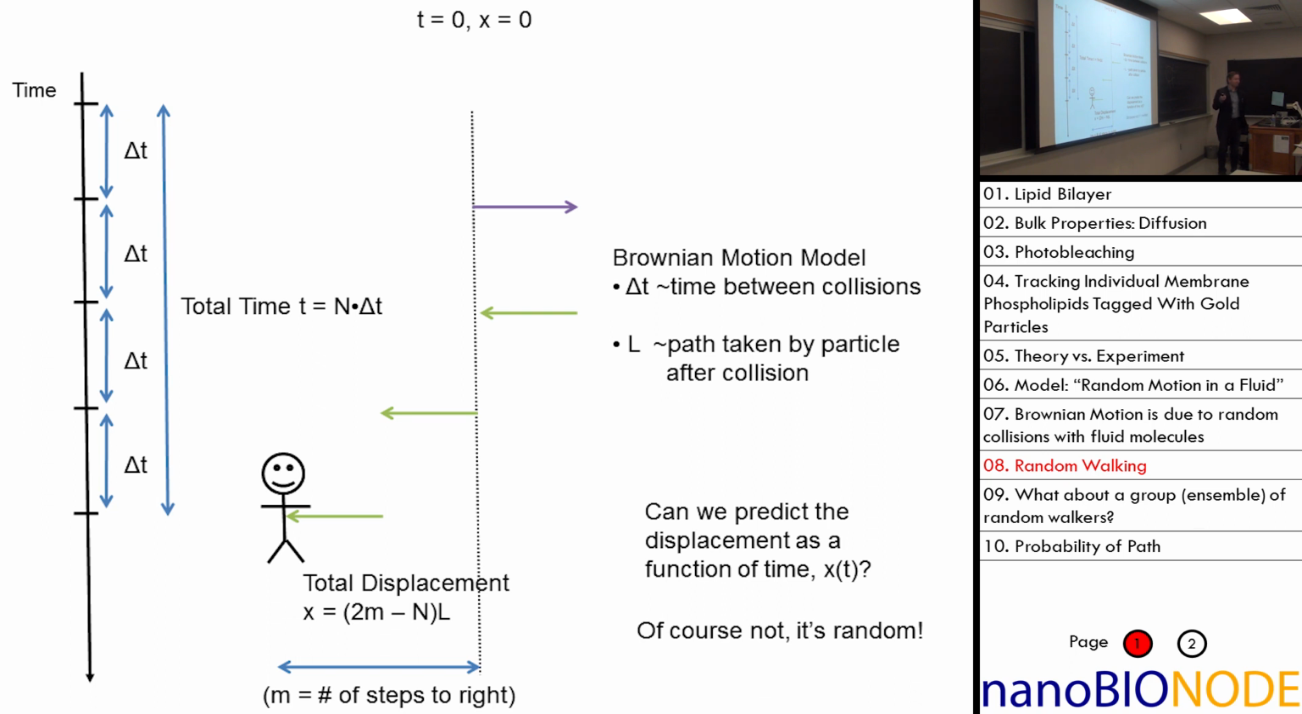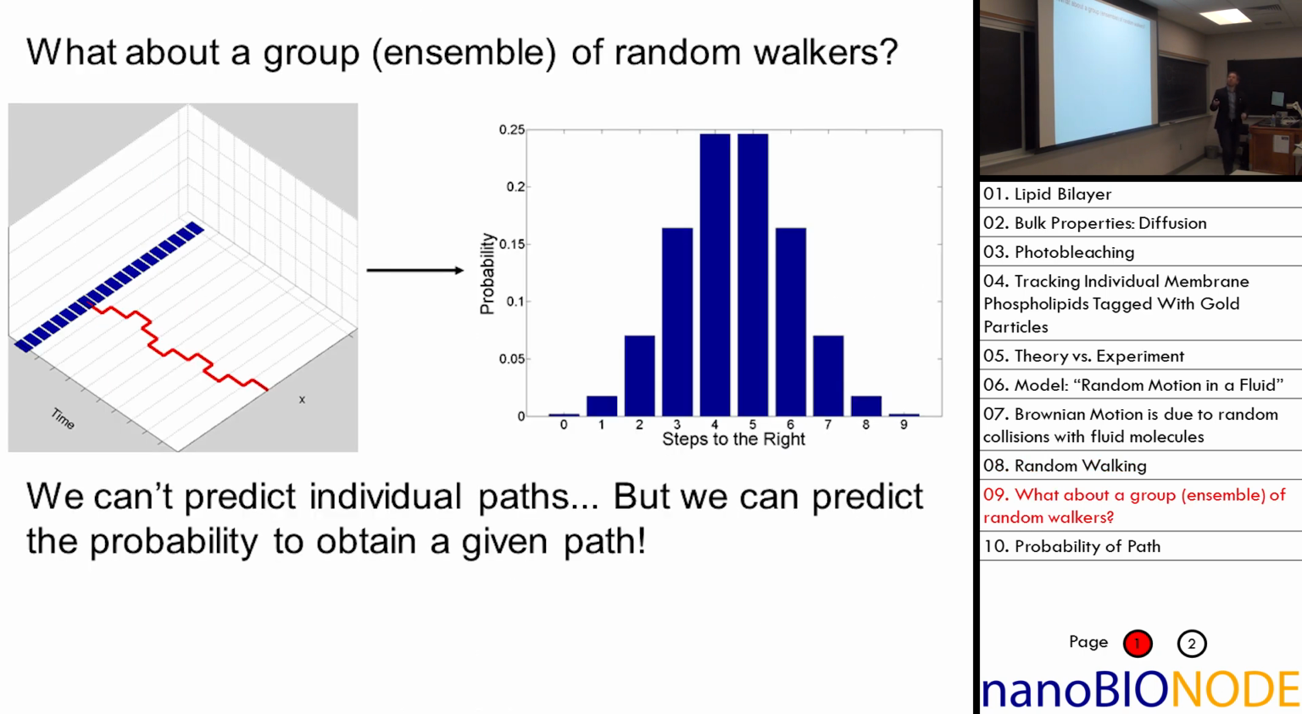Well, so the answer is no, you can't. It's because the process that determines the path that you take is random. That is, in this case, it's a coin flip. In this case, it's molecular collisions. So because the process that determines the path is random, for each individual random walker, you cannot predict where it's going to wind up. Okay? In other words, it's not deterministic. So each individual random walker, you can't predict where they're going to go.